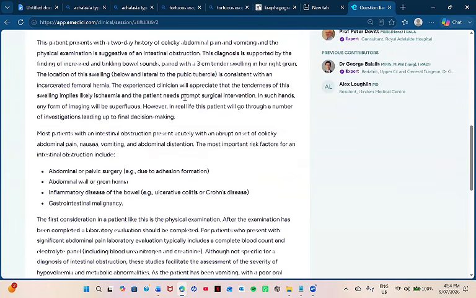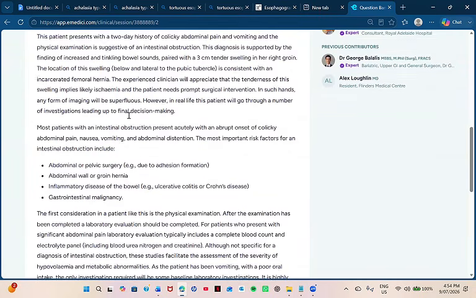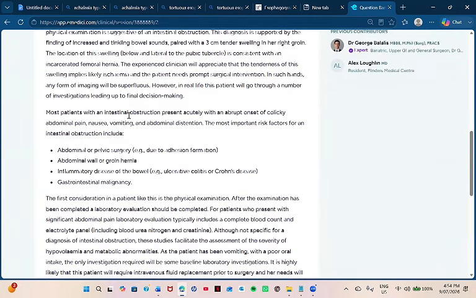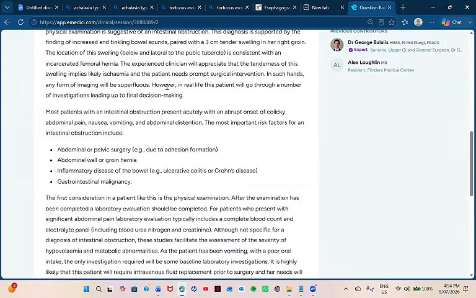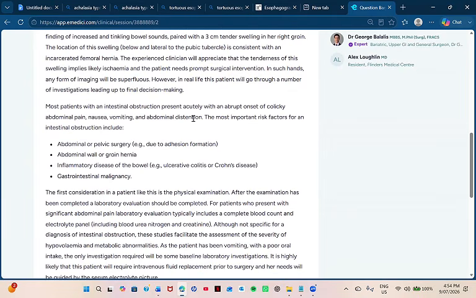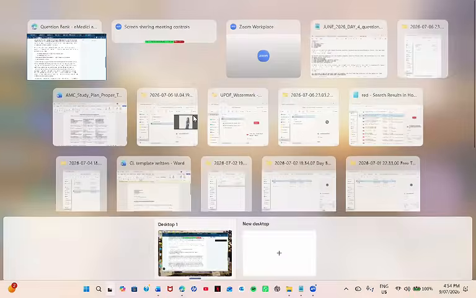The experienced clinician will appreciate that the tenderness of the swelling implies ischemia, and the patient needs prompt surgical intervention. In such a case, any form of imaging will be superfluous. However, they are telling that in real life, the patient will go through a number of investigations leading to the final decision making.